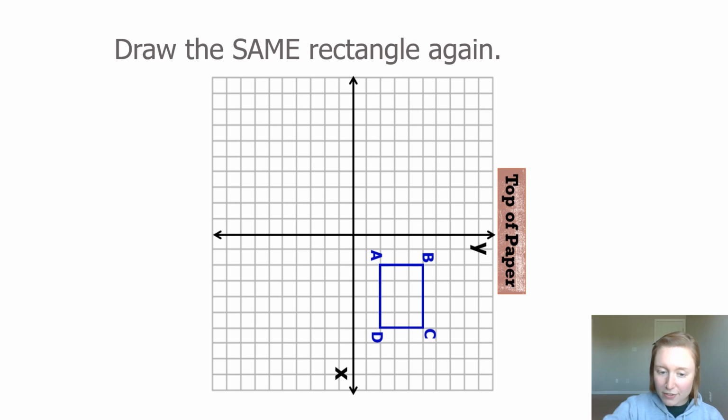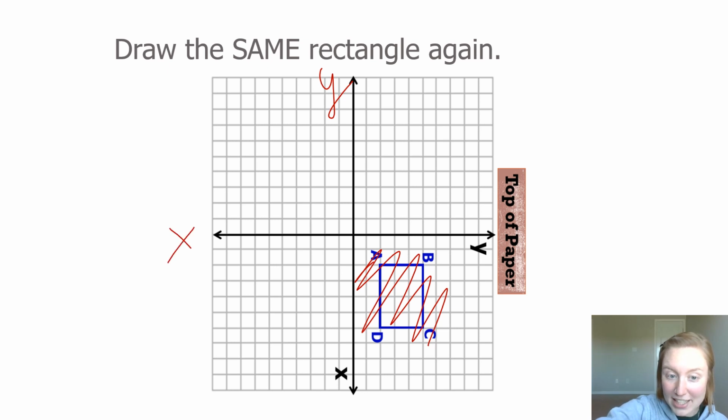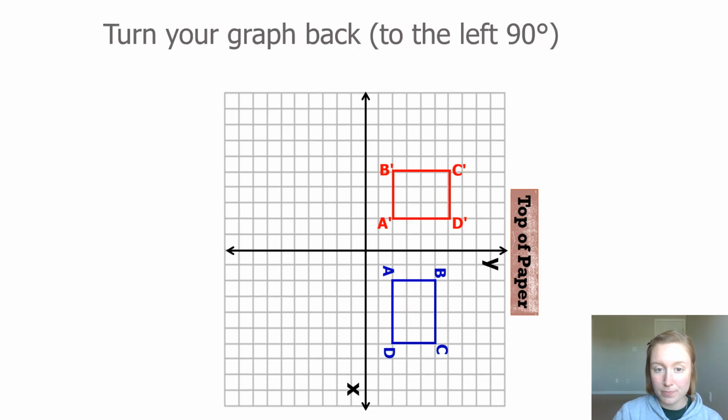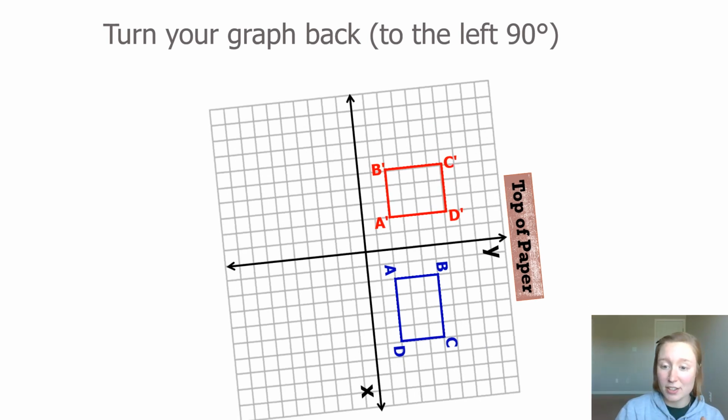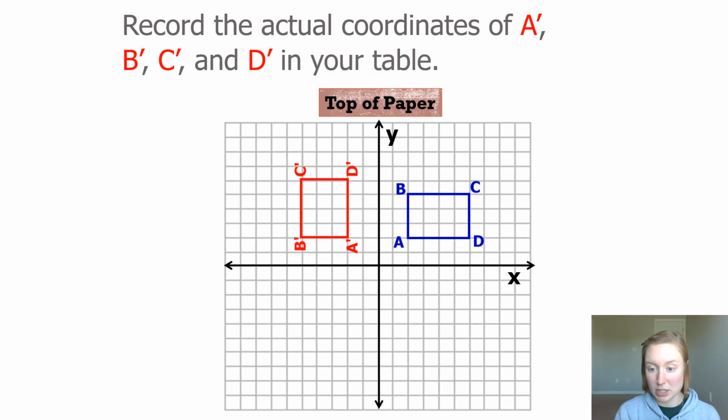So pretend for now that you can't see any of this down here. We're going to pretend that this is our y-axis and this is our x-axis, and we're going to go through and draw the exact same rectangle. So you should have something that looks like this. So you have your A prime, B prime, C prime, and D prime. And then we're going to turn our graph back so that it's back in its original position. Okay, so we have the top of the paper back at the top.